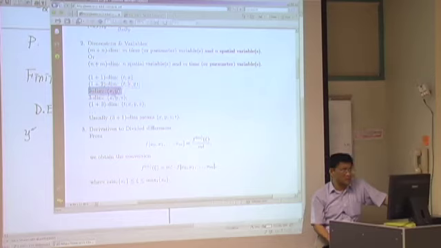Sometimes just 2 dimensions means x and y are used. Sometimes 3 dimensions means x, y, z are used. And 1 plus 3 dimensions means t and x, y, z. Sometimes people reverse this and say 3 plus 1 dimensions, meaning x, y, z is written first, and then t is written, right?